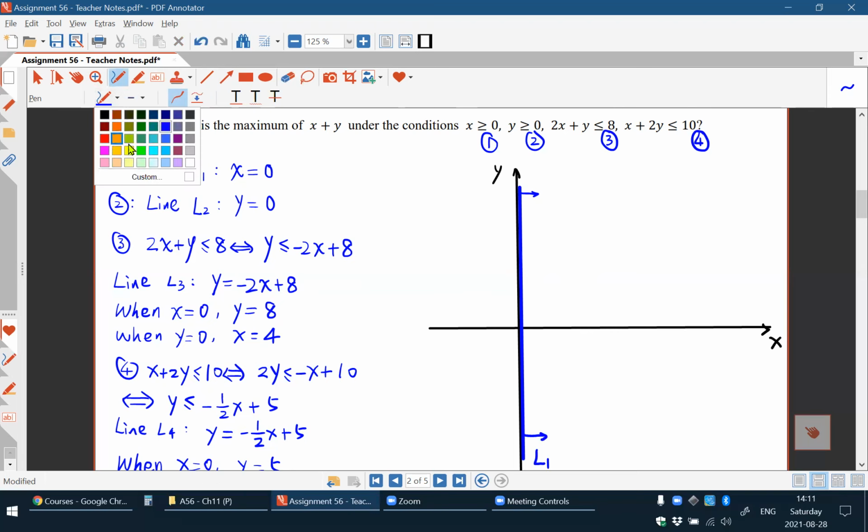Next, boundary line is y equals 0. y equals 0 is just the x-axis. Okay, the x-axis here. And the inequality states that y should be larger than or equal to 0. This corresponds to the region above the line. Right? Okay, this is the second region.